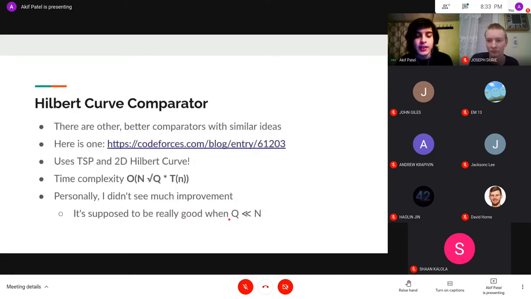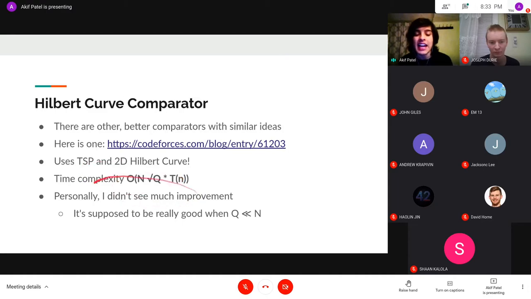Okay. This is something just interesting to mention. I'm not going to go into depth about this at all, but something cool to mention. We talked about the original Mo's comparator, and then I talked about the snaking Mo's comparator, right? There are actually other even better comparators that do the same thing, but with even fewer operations. Here's a link to a blog on one of them. We call it the Hilbert curve comparator. And this blog uses all sorts of cool topics in CS, including the traveling salesman problem and the 2D Hilbert curve.